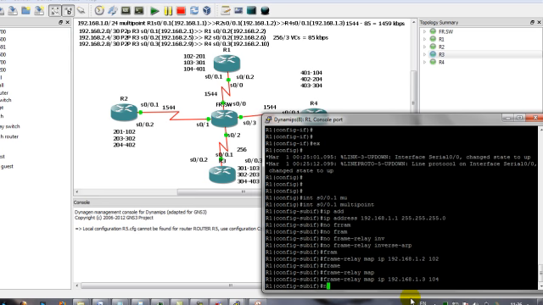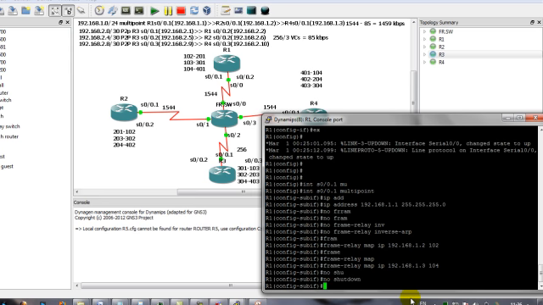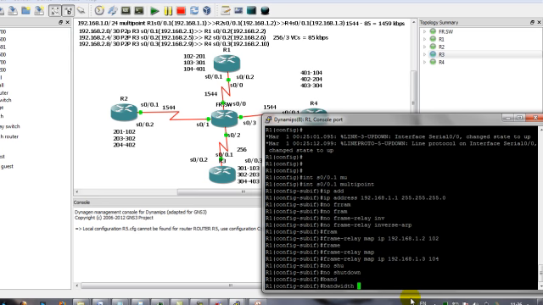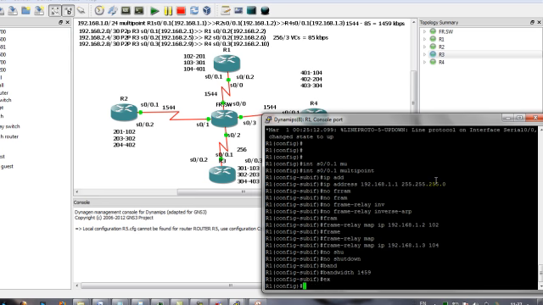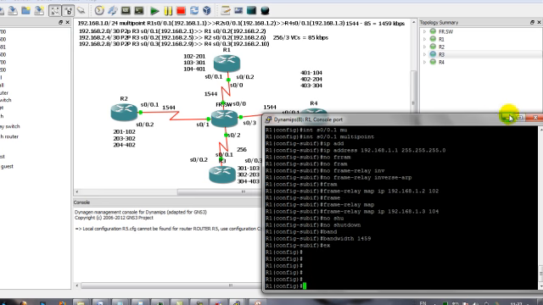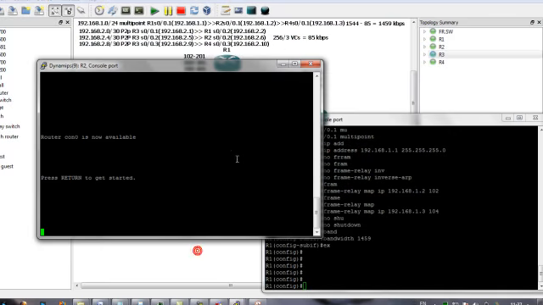Don't forget to make no shut. So here, I finished this. Don't forget just to set the bandwidth. The bandwidth is, as I said, 1459 kilobits per second. Yes, exit now. So now go to router 2.